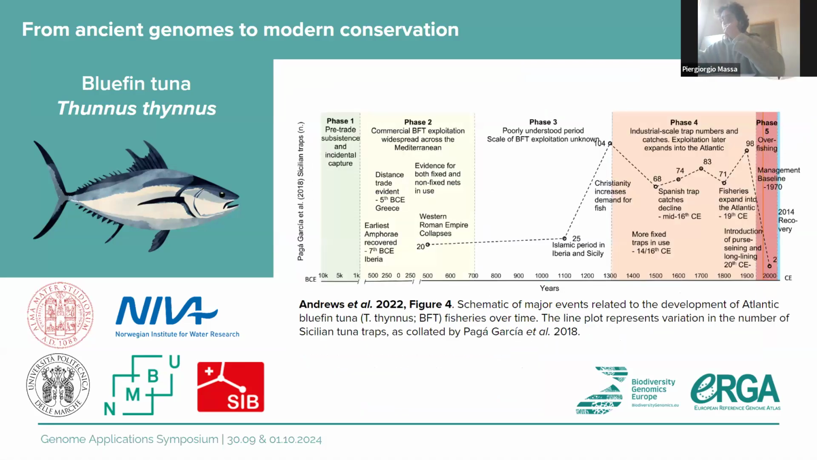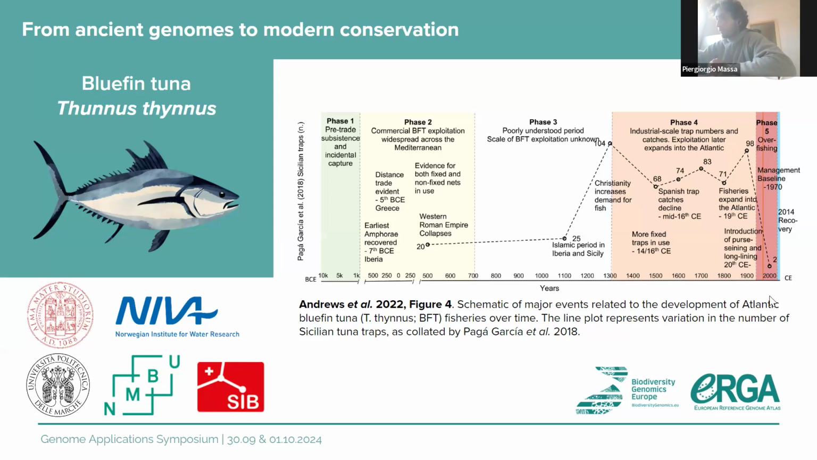And why the bluefin tuna? First of all, because of its huge economic but also sociocultural importance, and also because it has a very long exploitation history that started some centuries before Christ. Then it has increased quite a lot some centuries ago, as can be seen by the increased number of tuna traps across the Mediterranean area.